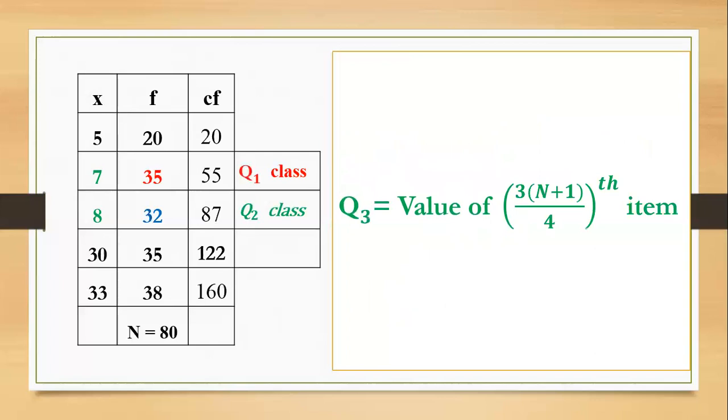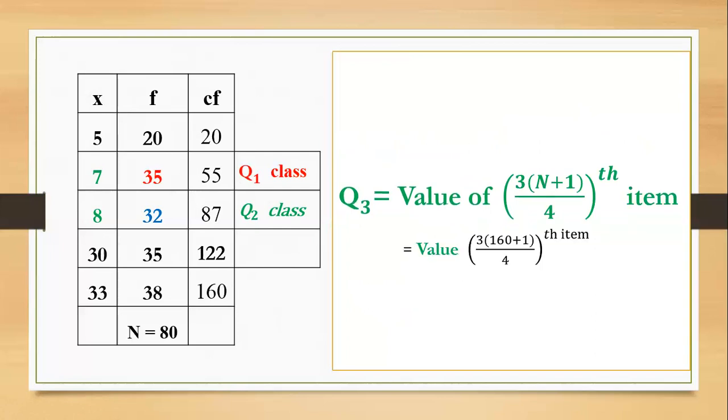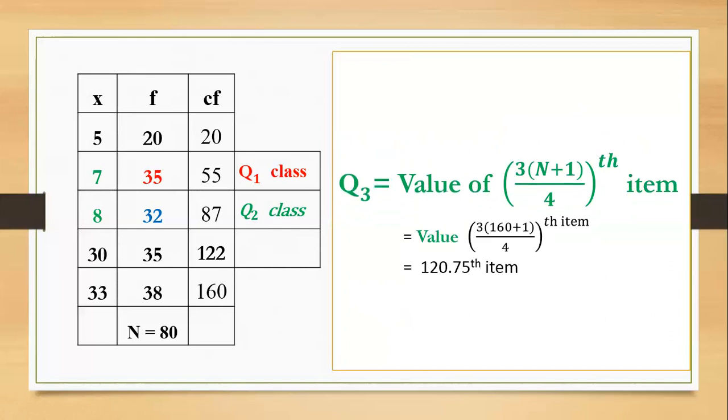Now the value of 3 into (n plus 1) by 4th item. So 3 into 160 plus 1 by 4th item, 161 by 4th item is 120.75 item. In the cumulative frequency, see which is nearby: 122. This is the Q3 class, and the corresponding x value is 30. So Q3 equals 30.